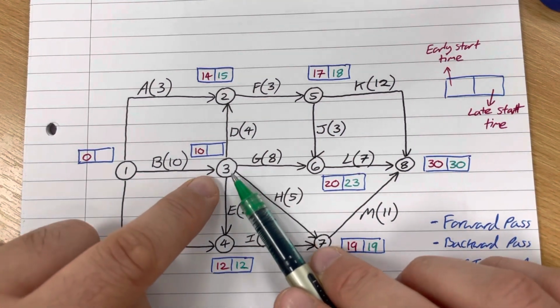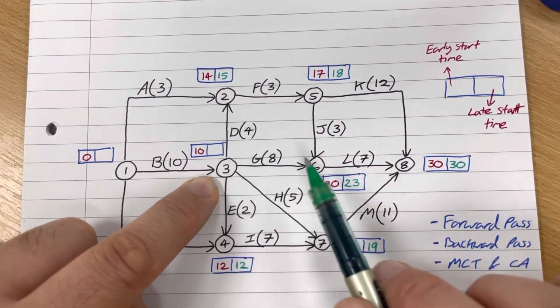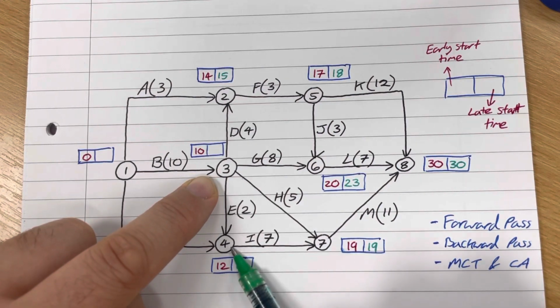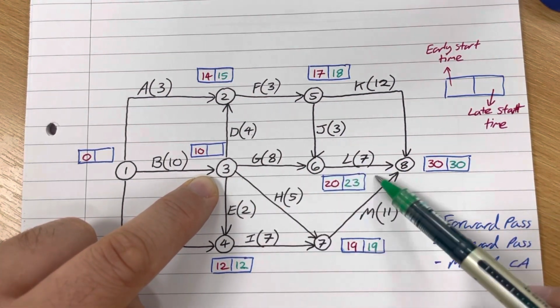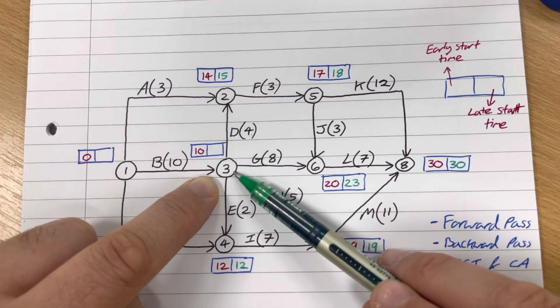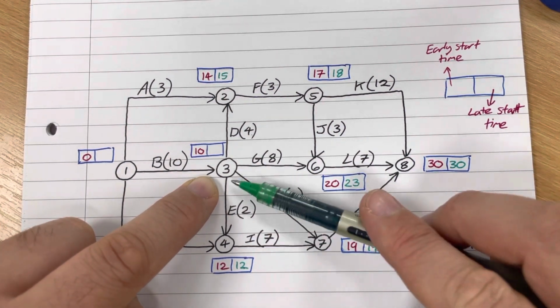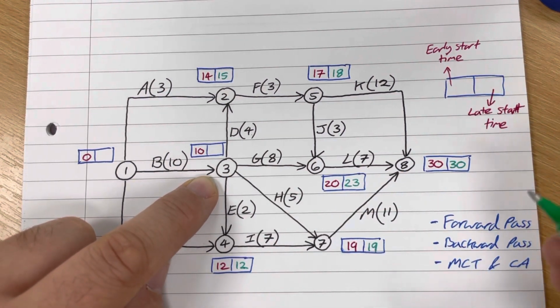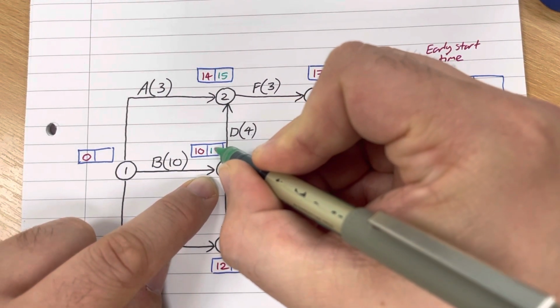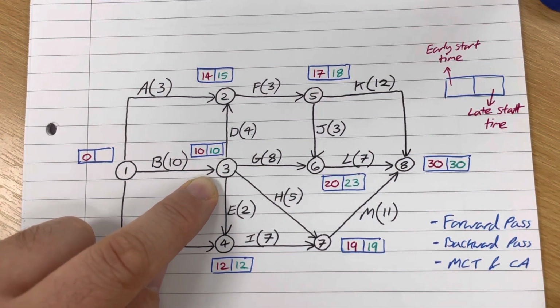Okay, now this one, I've got 4 inputs to check. One from node 2, one from node 6, one from node 7, and one from node 4. So 15 minus 4 is 11. 23 minus 8 is 15. 19 minus 5 is 14. And 12 minus 2 is 10. The smallest of those four numbers is 10. So 10 is the number that gets put in there.